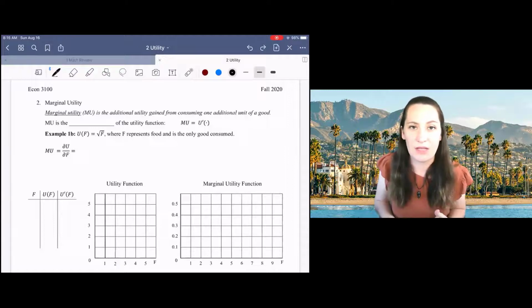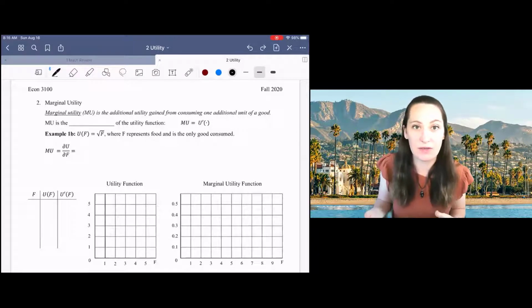Marginal utility is one of the most important aspects of the utility function that we need to describe. Remember that the marginal function is the slope of the original, so marginal utility is the slope of the utility function. And we've already talked a little bit about what the slope of the utility function should look like, but we want to calculate it here formally and graph it so that we can see that relationship.